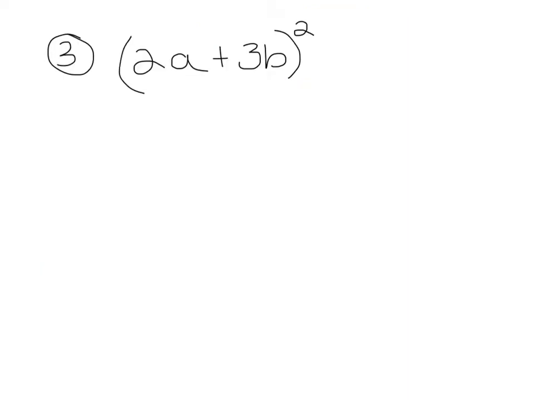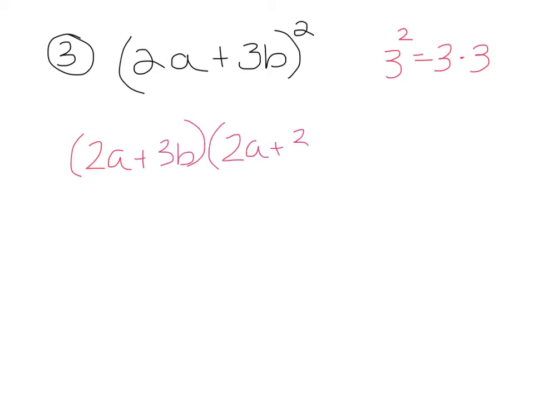Alright, this one becomes a little bit trickier because you have to remember what squaring something means. If I give you something like 3 squared, it means 3 times 3, not 3 times 2. So if I give you 2a plus 3b squared, it means 2a plus 3b all times 2a plus 3b. We need to remember what squaring something actually means. And now it looks just like what we've done in the last two problems.